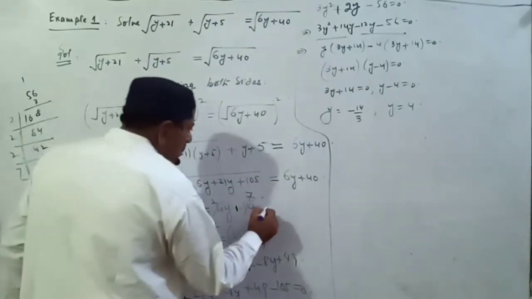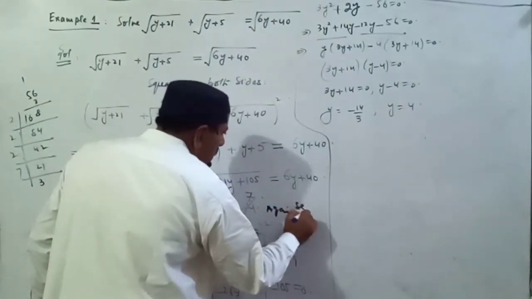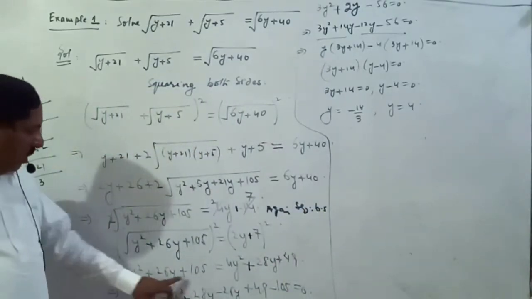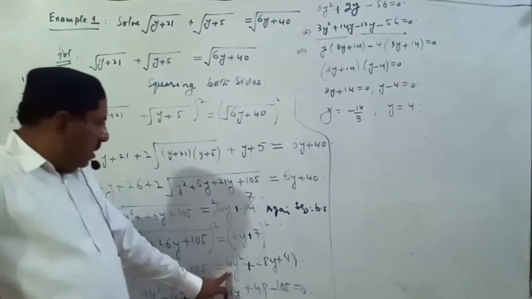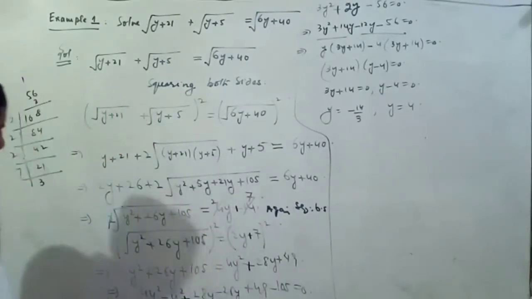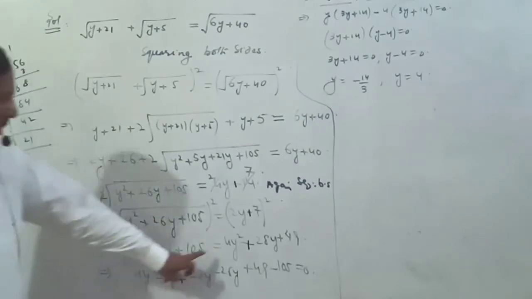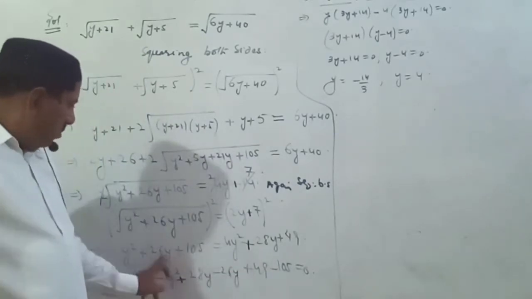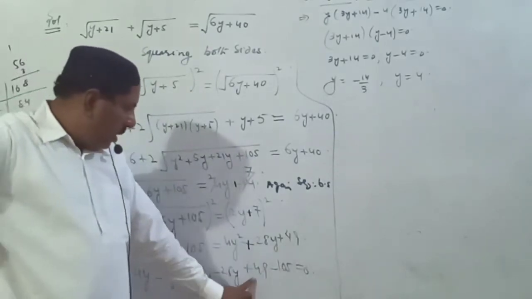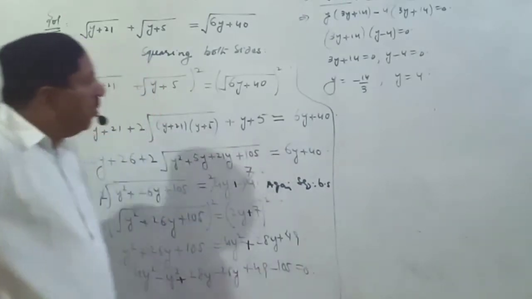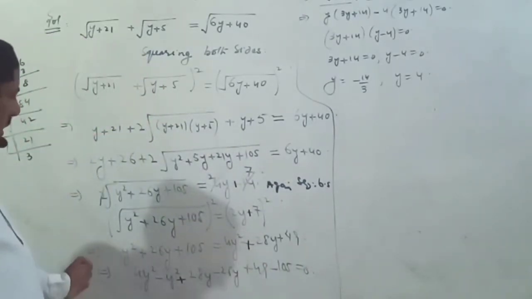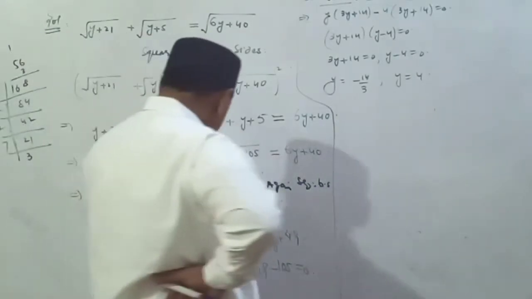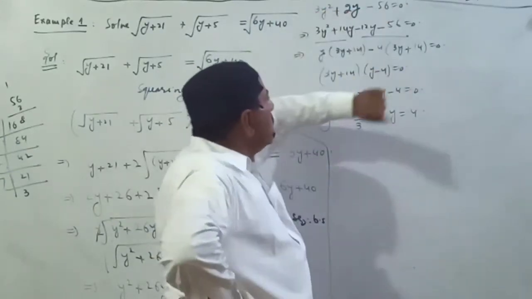Again squaring both sides. So this will be y square plus 26y plus 105 is equal to 4y square plus 28y plus 49. So remaining is 4y square minus y square plus 28y minus 26y plus 49 minus 105 is equal to 0. When we shift the left hand side to the right hand side, it will be converted into the negative sign. So remaining is 3y square plus 2y minus 56.